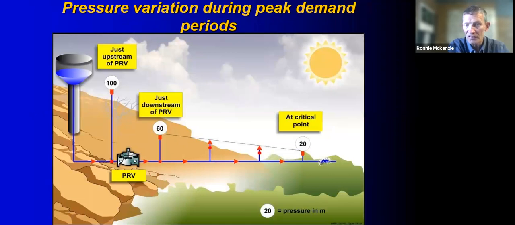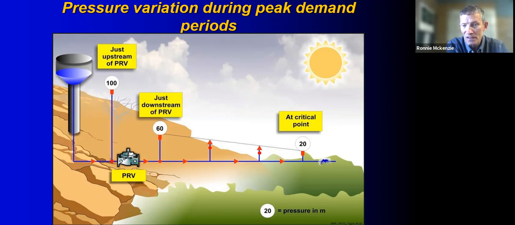Most water supply systems are designed for a certain minimum pressure at the critical point during peak demand periods. Typically, it's in the order of 20 meters, sometimes 25. It all depends, a lot depends on the firefighting requirements and the particular bylaws that are in the system. But the bottom line is this is what your system looks like most of the time under peak demand.